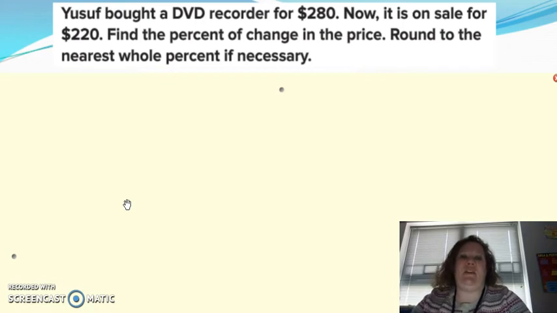Yusef bought a DVD recorder for $280. Now it is on sale for $220. Find the percent of change in the price. Round to the nearest whole percent if necessary.